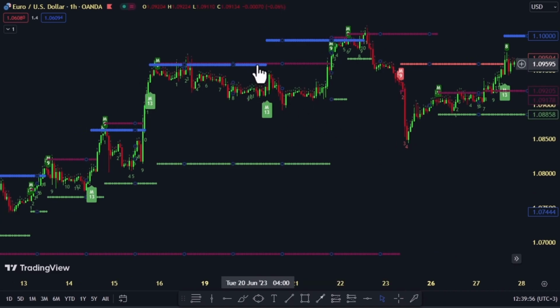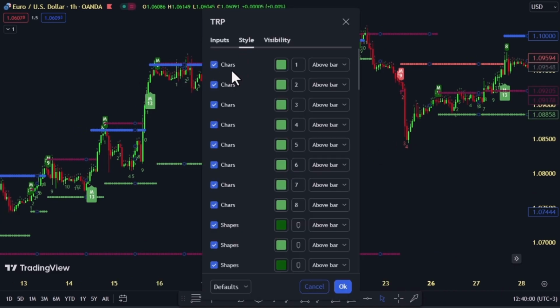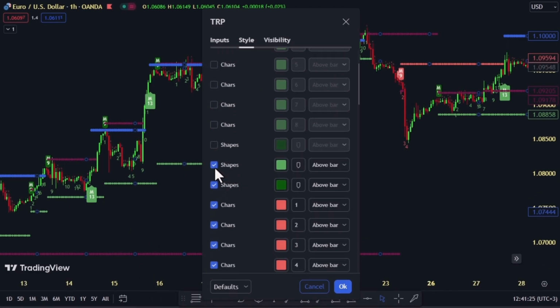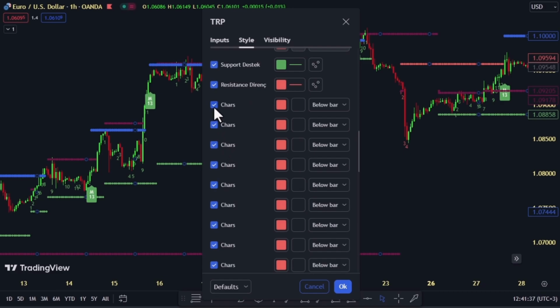Click on the Style tab. See those green colors? Untick them all, except for the last one. Scroll a bit and do the same for the red colors until you reach the green support and red resistance options. And then, you guessed it, untick everything red except the last one. Take a snapshot if you need to. We don't want you missing out on these game-changing settings.